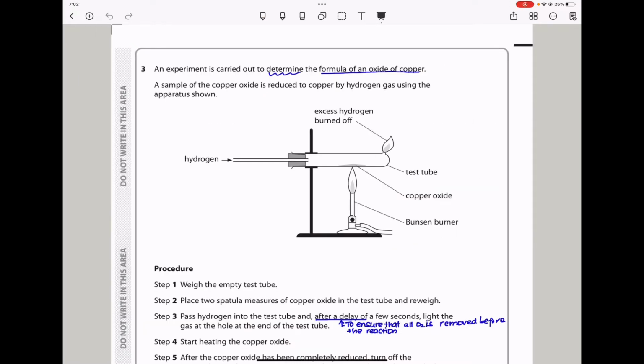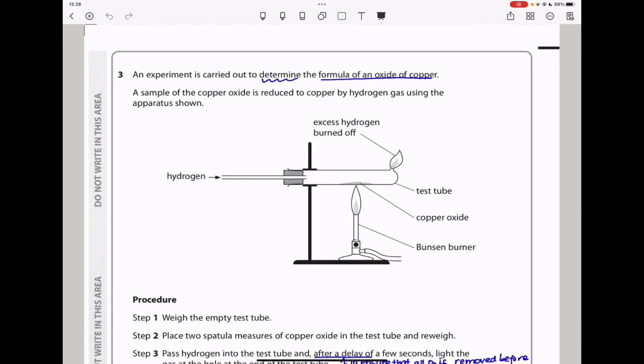Question 3. An experiment is carried out to determine the formula of an oxide of copper. A sample of copper oxide is reduced to copper by hydrogen gas using the apparatus shown. So here we can see there is a sample of copper oxide here. It could be copper(I) oxide or copper(II) oxide. Hydrogen gas is passed through as the sample is heated, and then a reduction process occurs, and then the excess hydrogen is burnt off as it leaves the test tube.